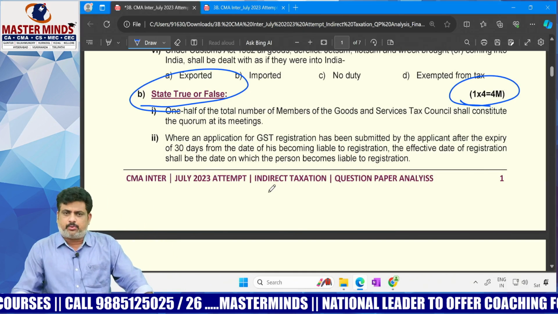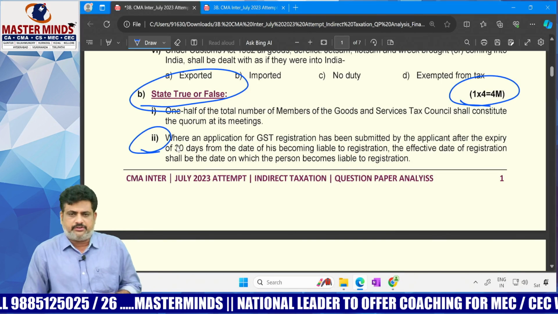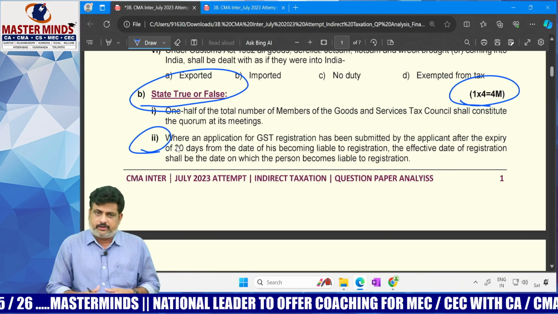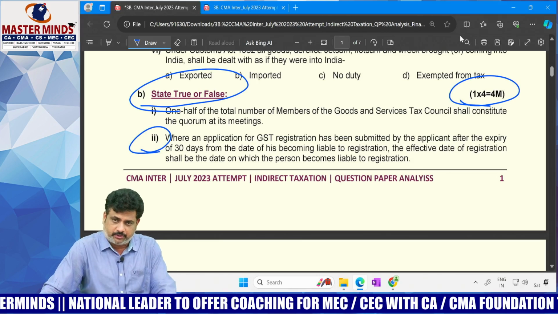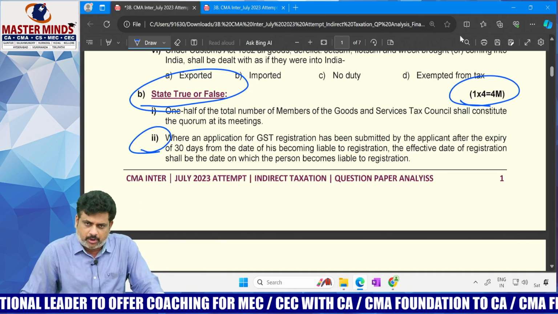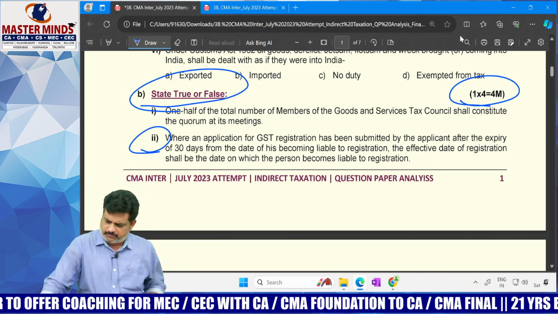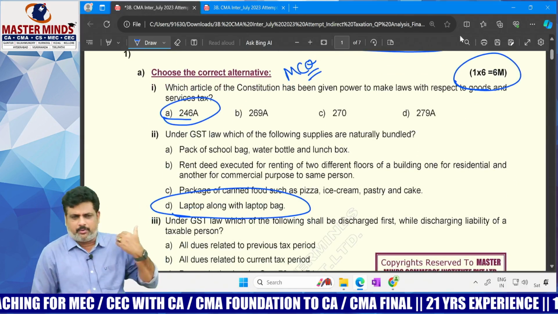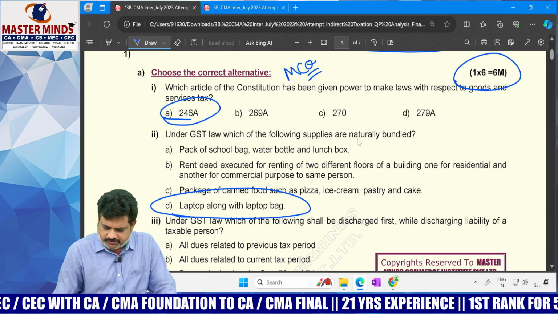With respect to true or false, we'll see the second one. Where an application for GST registration has been submitted by the applicant after the expiry of 30 days from the date of his becoming liable to registration, the effective date of registration shall be the date on which the person becomes liable to registration. If you observe here, we can see the total here. Under GST law, which of the following supplies is completed?